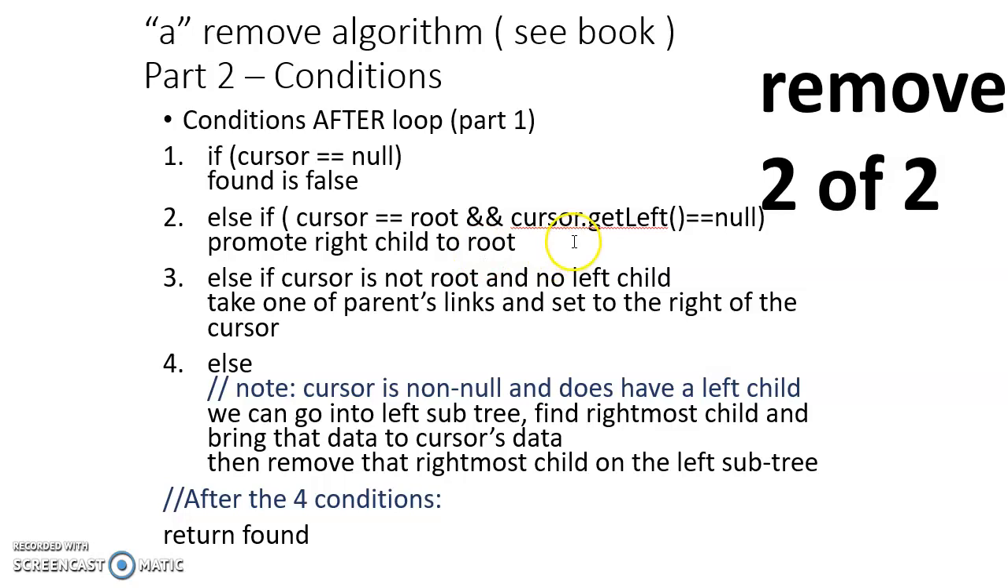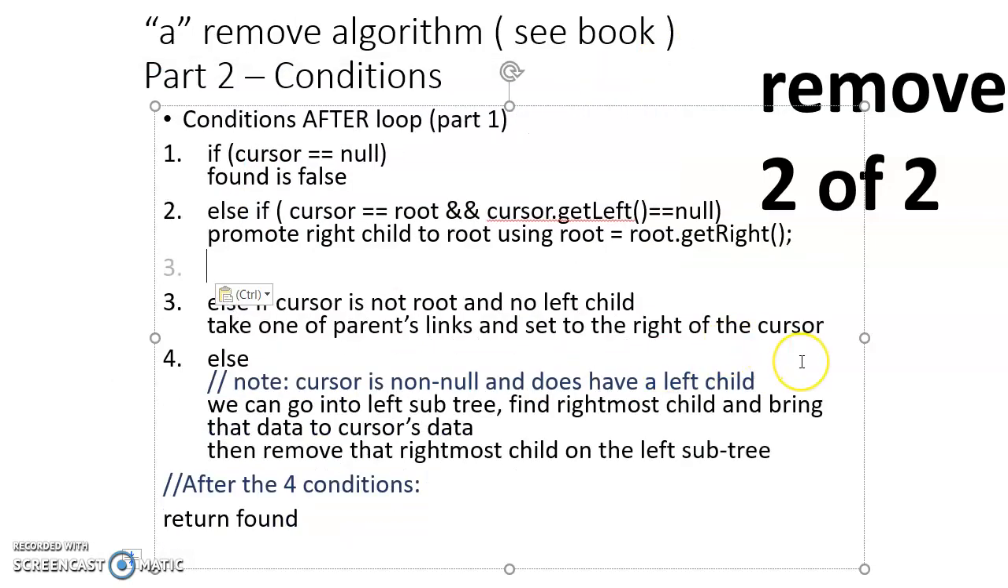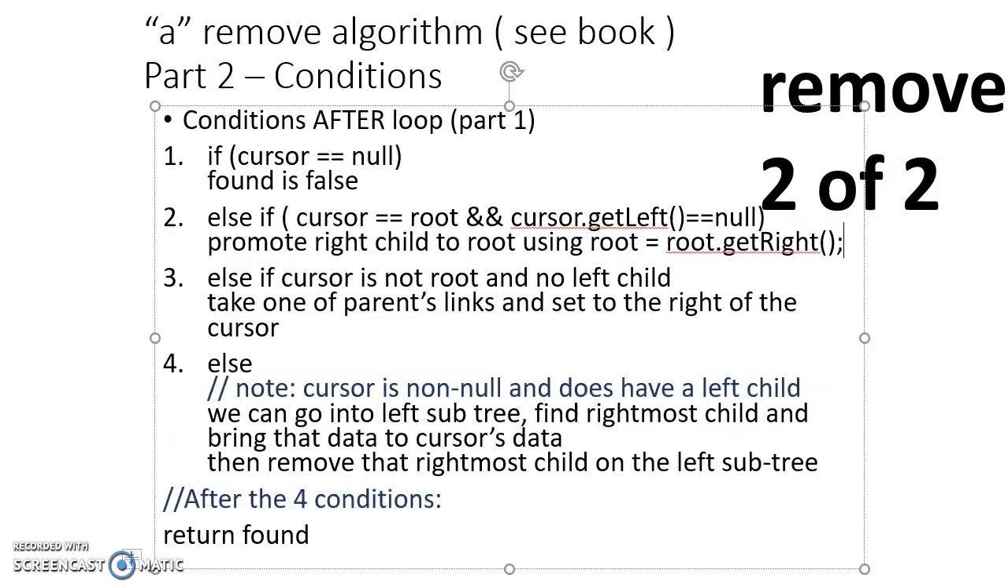So then the promoting, I'll do using, I'm sorry, this is me being a little OCD right now. Okay, using root equal root get child.